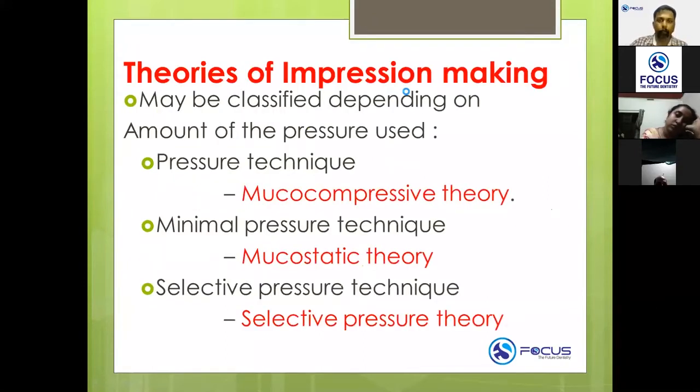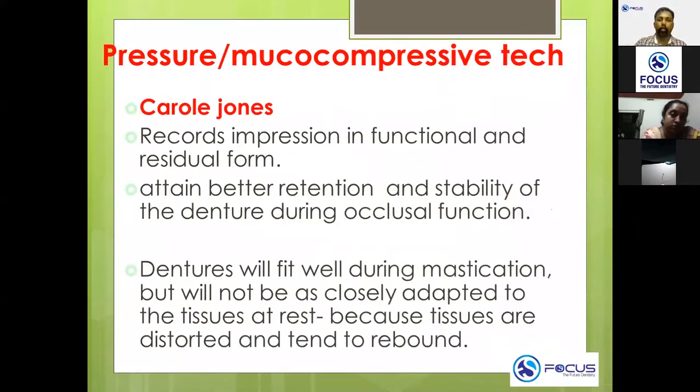Now coming to theories of impression making. We have already discussed that the 3 theories are the pressure technique or the mucocompressive theory, the minimal pressure or the mucostatic theory, and the selective pressure technique, in which selectively we will apply pressure over some regions and some regions will be relieved from this pressure. Coming to the pressure technique or the mucocompressive technique, it was put forward by Carroll Jones. That is the first thing you have to remember.